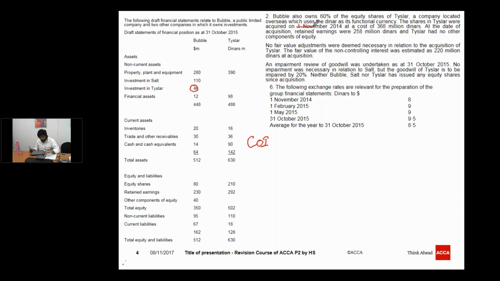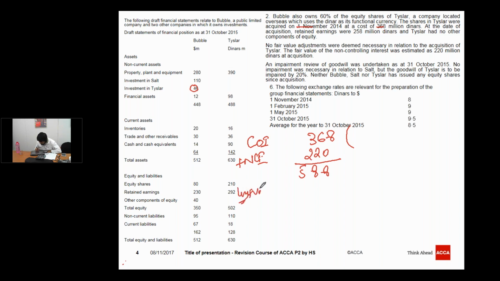You can see that at 1st November, the rate is 8. So multiplying 8 by 46, we get 368. As already given in the question, there is a value of 368 million dinars, but if the value is given to you in dollars, you can convert it to dinars. So the cost of the investment is 368. Then we have to add the value of the NCI at the date of acquisition, which should be in dinars. That is 220 million. So the total value is 588.